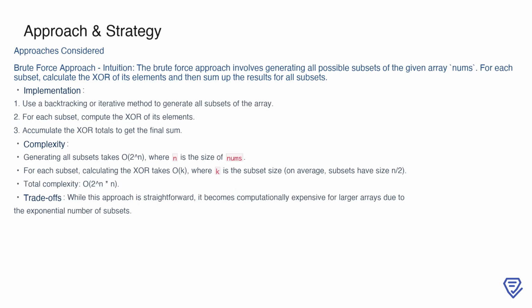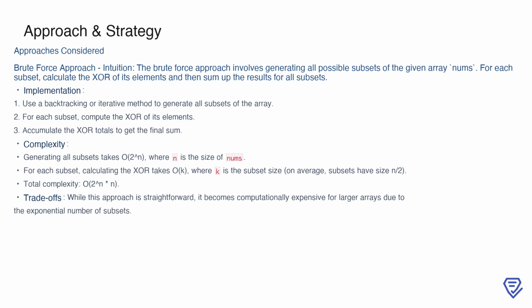To solve this problem, the first approach we can consider is the brute force method. The intuition here is to generate all possible subsets of the array nums. For each subset, we calculate the XOR of its elements, and then sum up the XOR values of all these subsets to arrive at the final result. In terms of implementation, we can use a backtracking technique or an iterative method to generate the subsets. Once a subset is formed, we compute the XOR of its elements and accumulate the results.